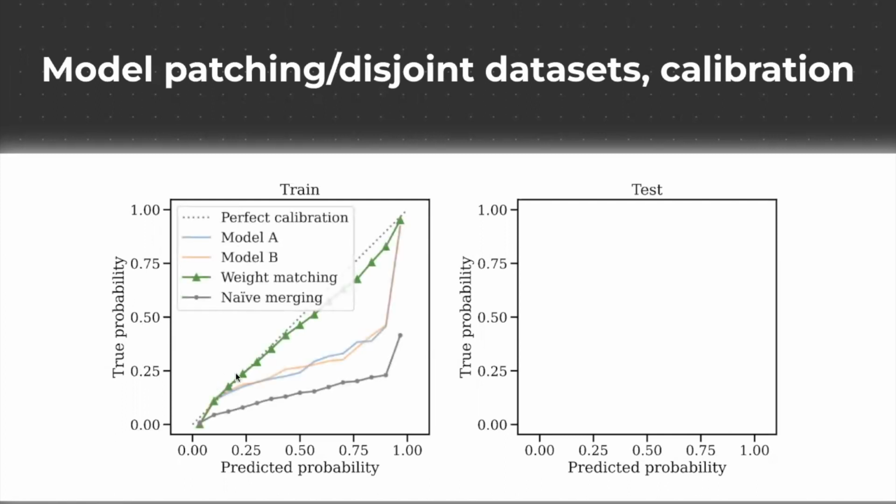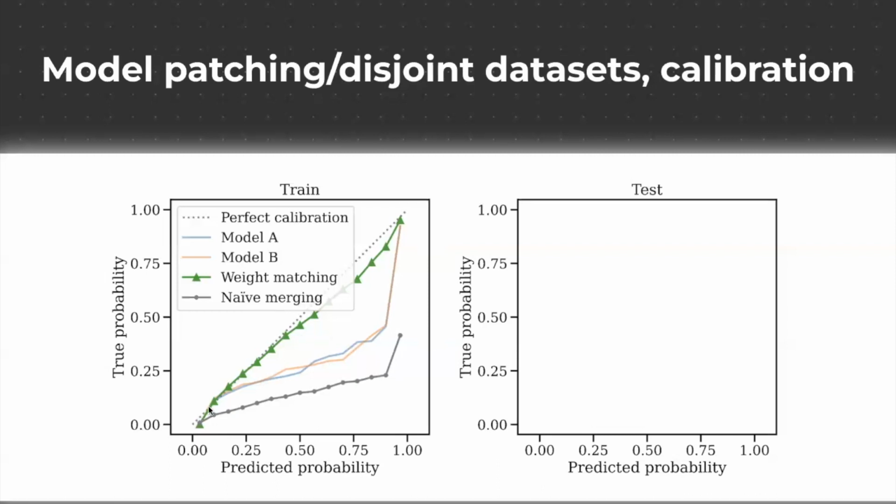So model A and model B here are shown in blue and orange, respectively. And you can see that we actually have quite poor performance. So ideal performance is this exact straight line, right? And we get this sort of very weird performance here. If we merge them naively, we get even worse calibration.